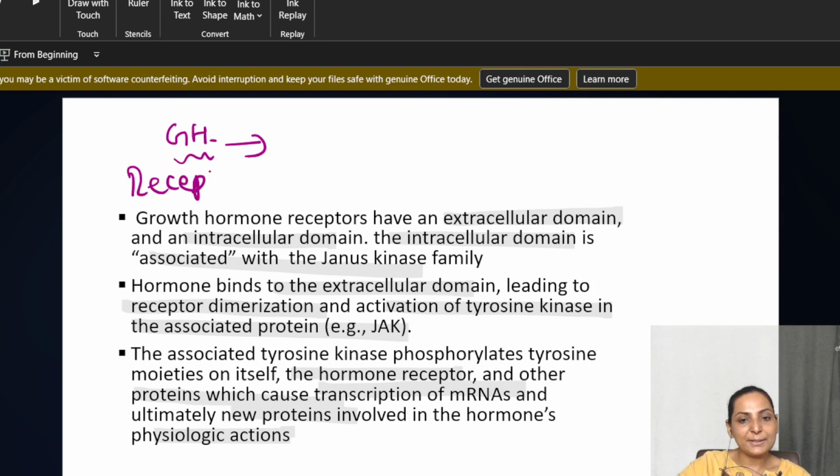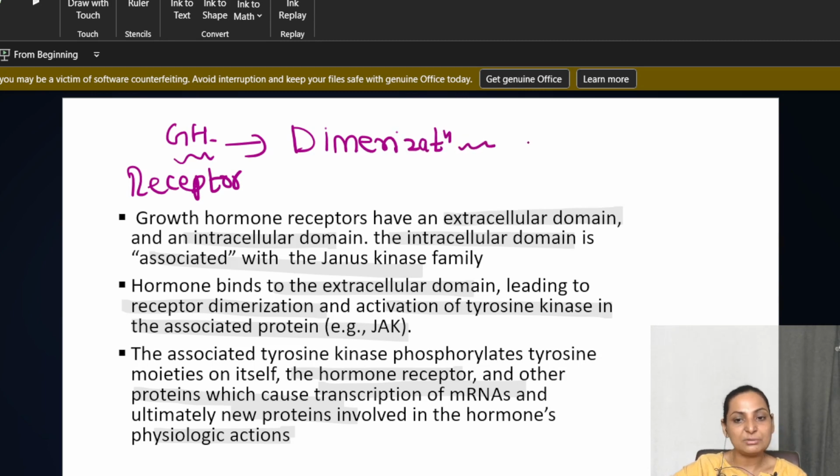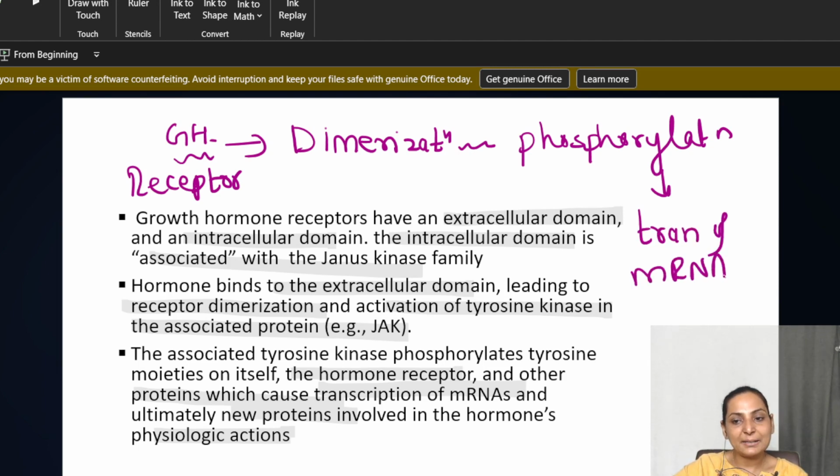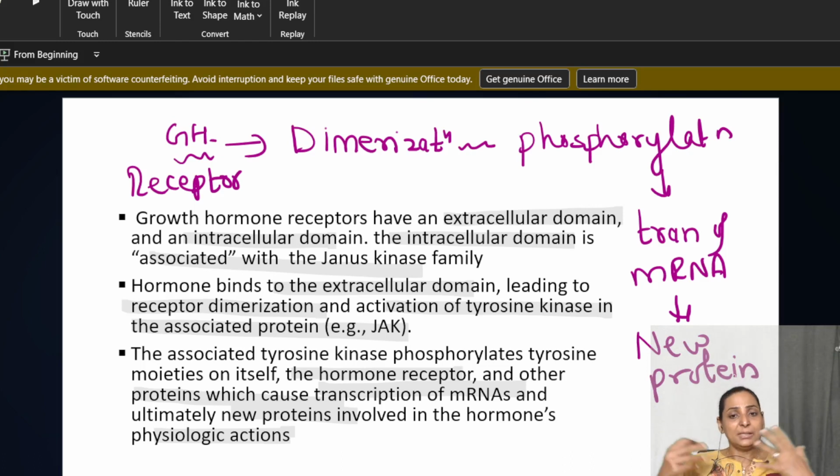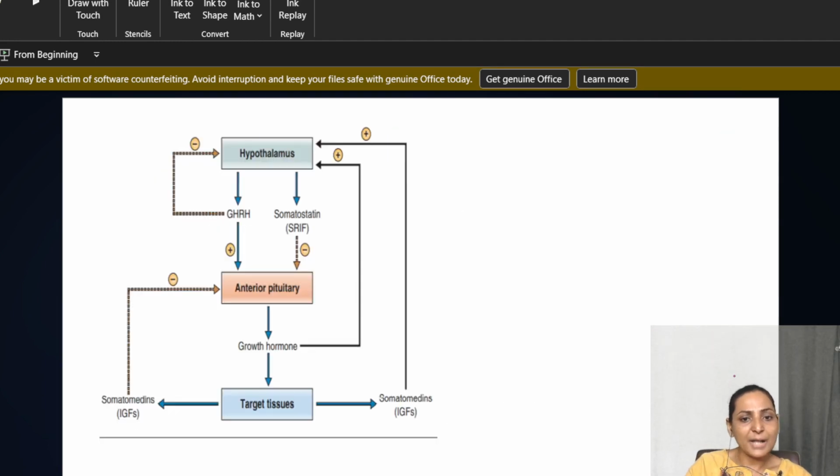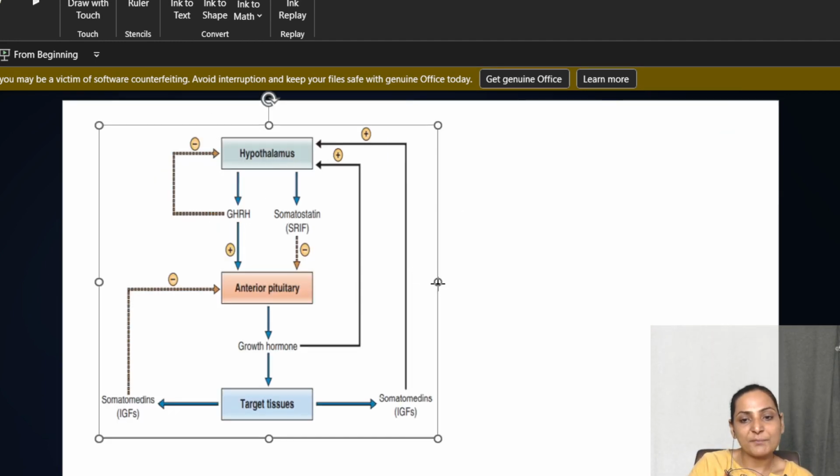Growth hormone will bind to its receptor. As soon as it binds, there is receptor dimerization, followed by phosphorylation. Right after phosphorylation, there is transcription of mRNA, and this is going to result in new protein synthesis. So these 4 steps, just remember, this is what you must remember, and make a flowchart, and your answer is done. Now this is the regulation of the growth hormone.